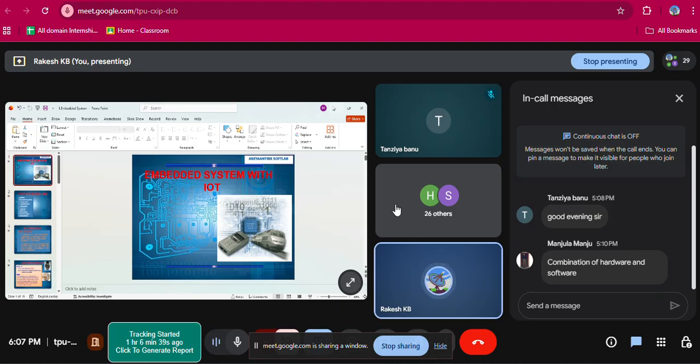And another example. Let us consider you have done a project on home automation. In home automation, you are controlling the bulbs and fans using your mobile phones.